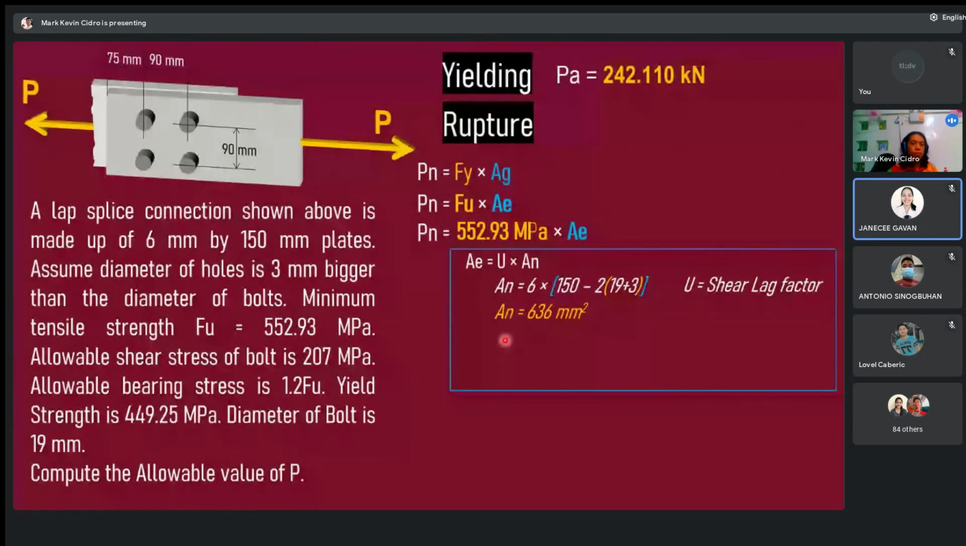1, sir. Very good. Because all members have bolts, and all cross-sectional elements have bolts. It is not an I, not an H, so cases 1 and 2 are not applicable. It is not an L, so 5 and 6 are not applicable. So here, your U is equal to 1.0. When you solve for the value of the effective area, that would be 636 mm squared.